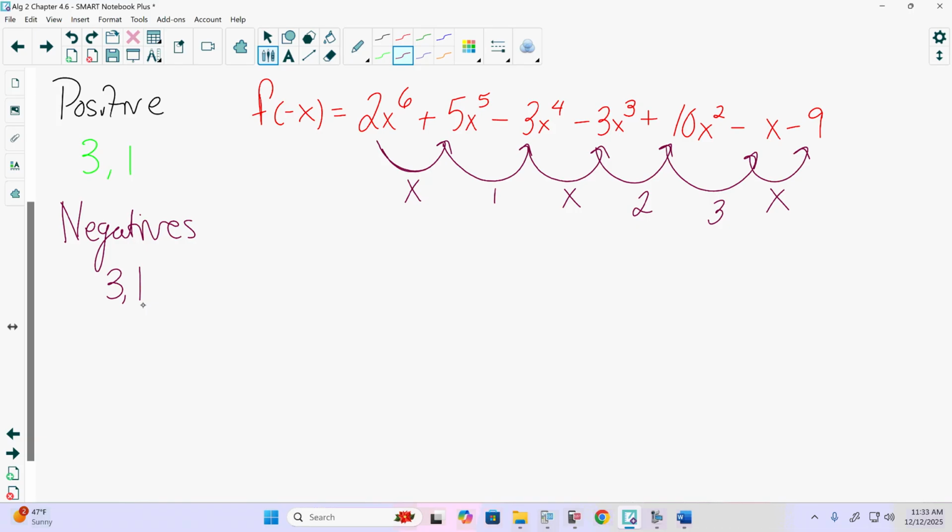Now the first one we did in this one here, we did get 3 positives and 3 negatives. It doesn't have to work that way, it just worked that way. Count the number of sign changes and less than it by an even amount.